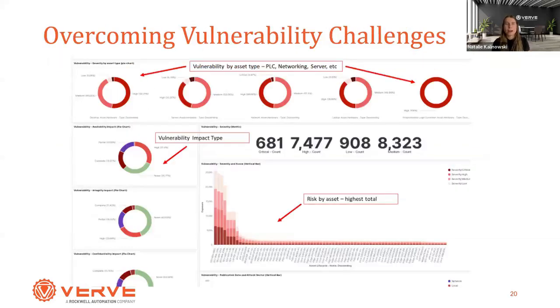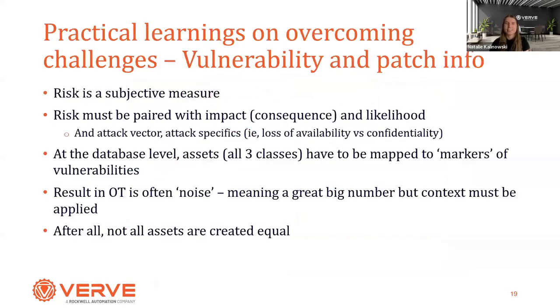So what are our practical learnings? Sorry, give me one sec. So looking at this slide, we first realized that risk is subjective and that it must be paired with the impact or consequence. Actually, I think you might have skipped one slide really quick. There we go. Thank you.